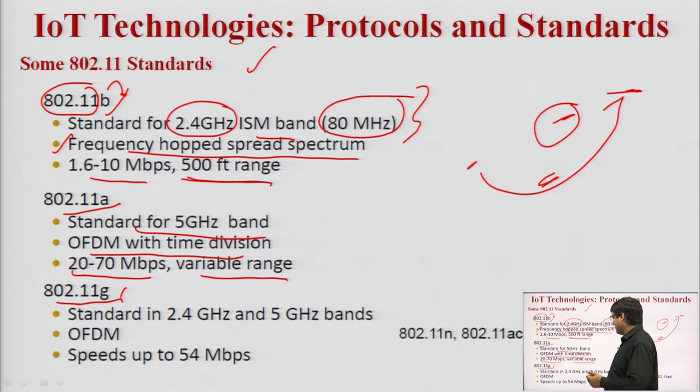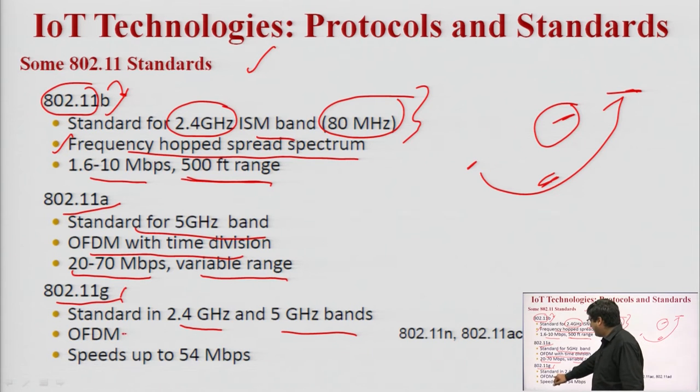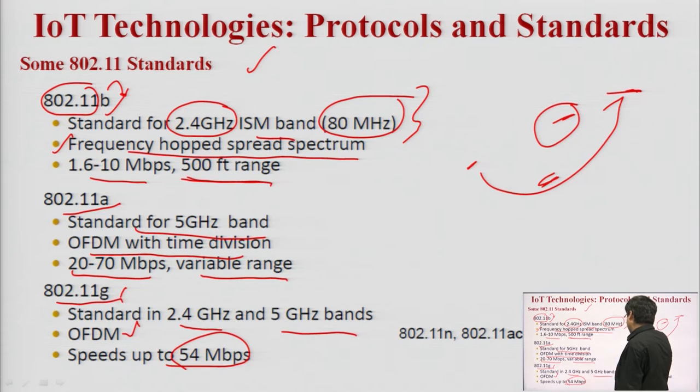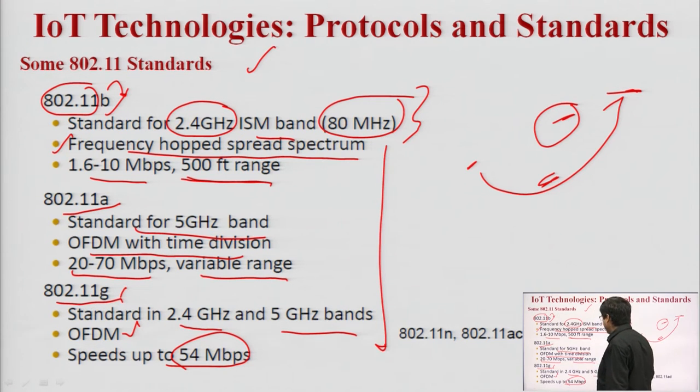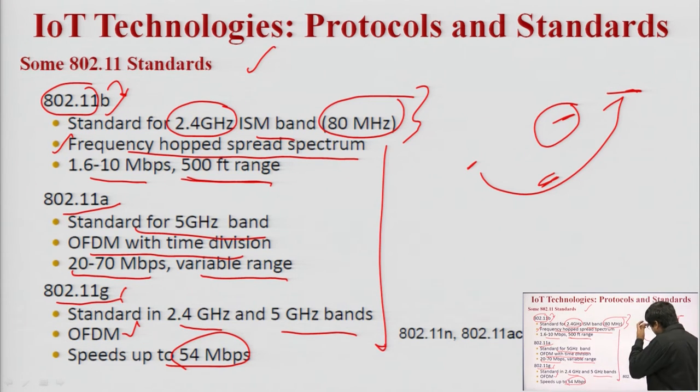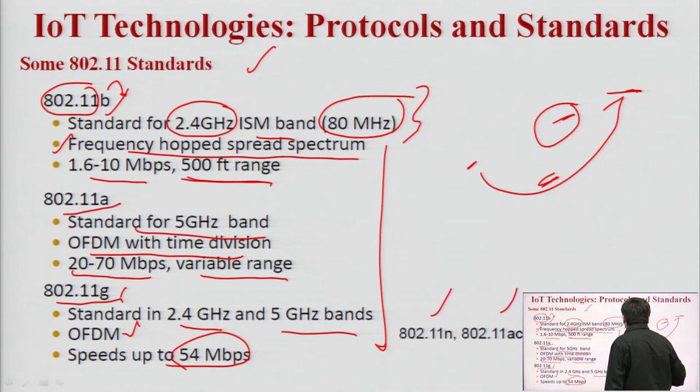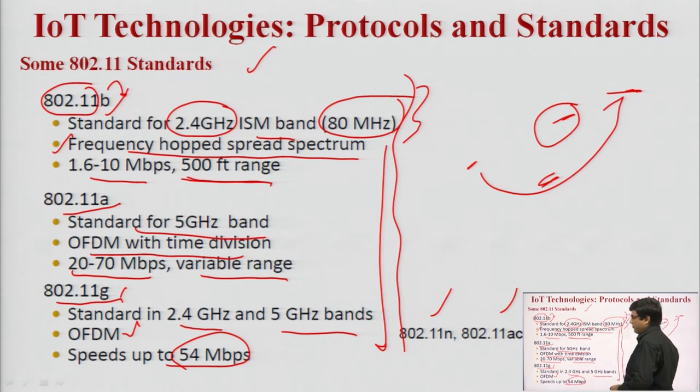802.11g is another standard. It is based upon the 2.4 gigahertz and 5 gigahertz bands. It is also based upon OFDM technology. Its speed is up to 54 Mbps. So, from this standard to that standard, what we are doing is increasing the speed of our system. Also, there are other standards available, 802.11n, 11ac, 11ad, etc. But mostly we are using these standards for our IoT technologies. Okay.